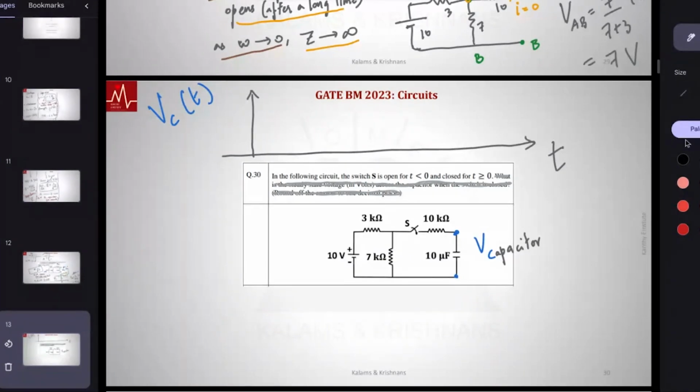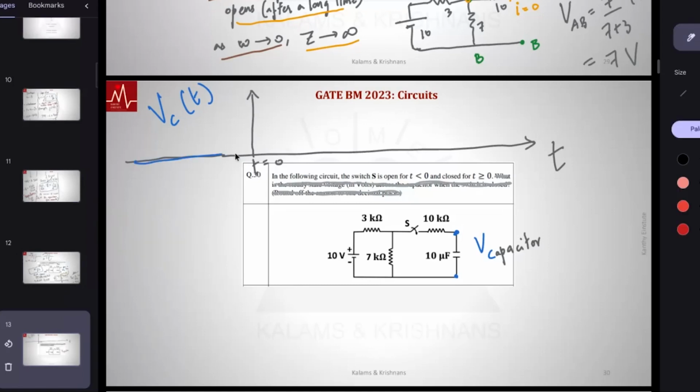We have a situation starting from t less than 0, switch is open. At t equals 0, after a long time, let's say this goes here. So the switch is open before t equal to 0. There is no current through the capacitor. Current is 0. Nothing is going in. It's open. This is a dangling part of the network. It's not closed. The switch is open for t less than 0, so the voltage across the capacitor is 0.